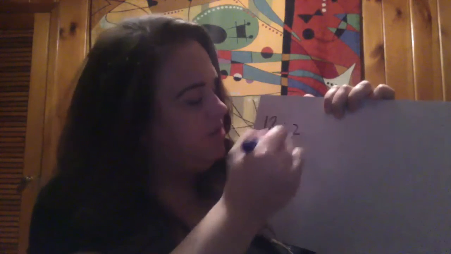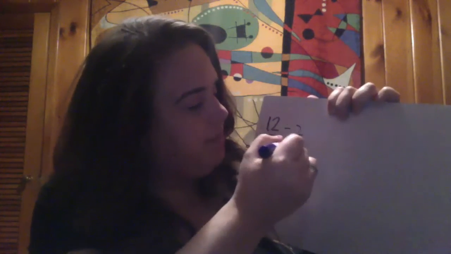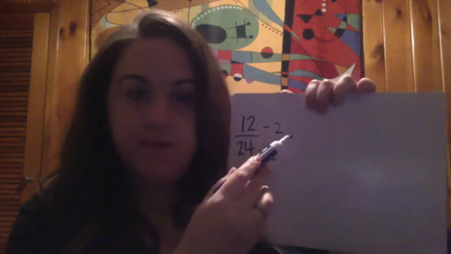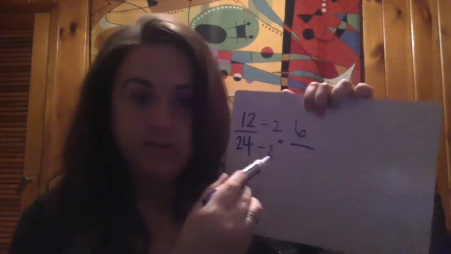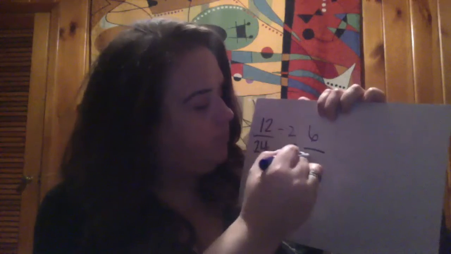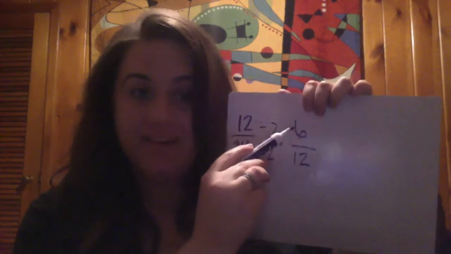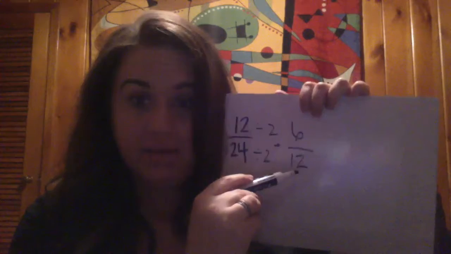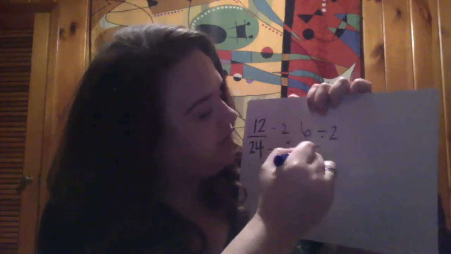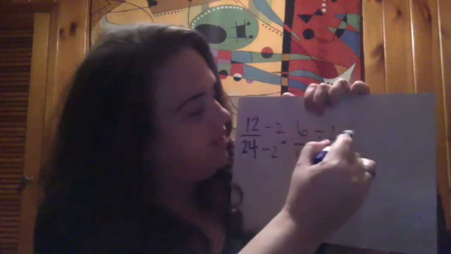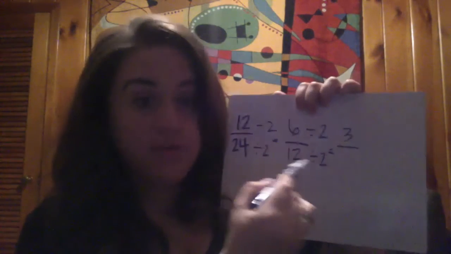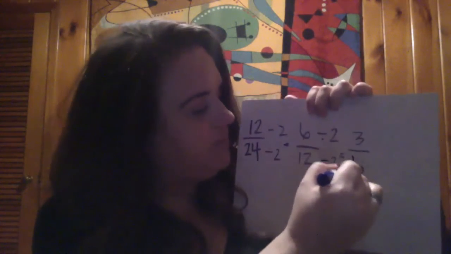So if I divide by 2, on the top and on the bottom, 12 divided by 2 gives me 6. 24 divided by 2 gives me 12. Awesome. I got to keep going though. Can I divide 6 and 12 by 2 again? I can because they're both even. Divide by 2, divide by 2. I'm going to end up with 6 divided by 2 is going to give me 3, and 12 divided by 2 is going to give me 6.